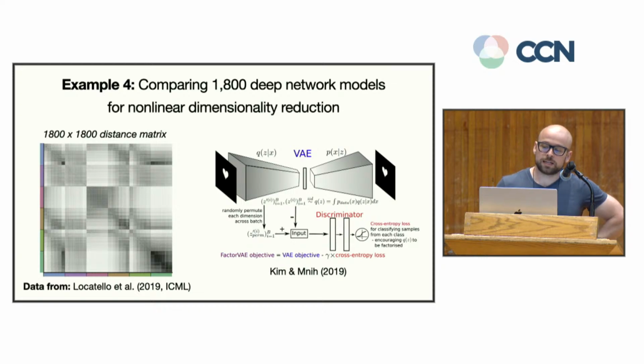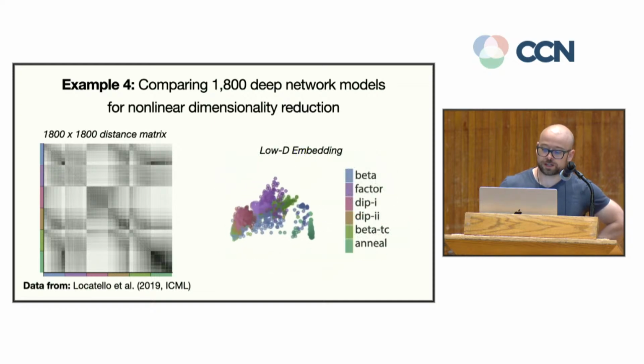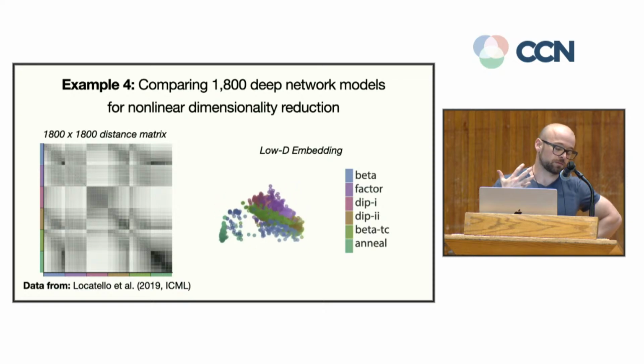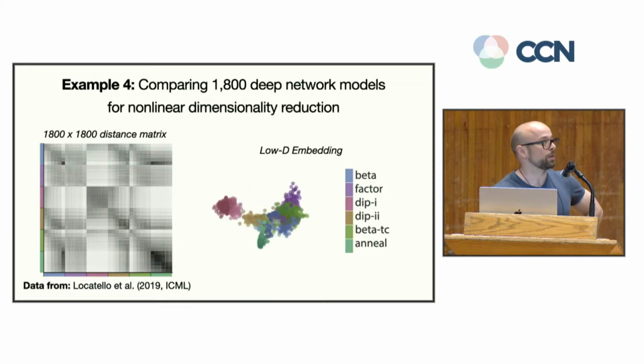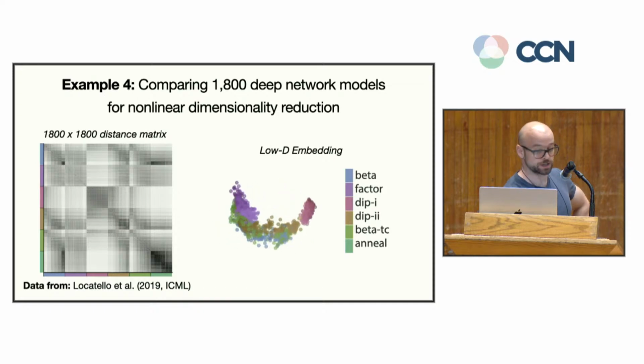We're taking 1,800 variational autoencoder deep network models. And this is just showing that you can scale up the analyses I've been talking about to these very large scales. We are looking at now 1,800 by 1,800 distance matrices. So there's, roughly speaking, on the order of 1 million distance computations going on in this very large matrix. Okay? And again, you can do low-dimensional embeddings as well as nearest neighbor predictions and clustering analyses on data sets like this. Here I'm just showing you the eye candy, the low-dimensional embedding.